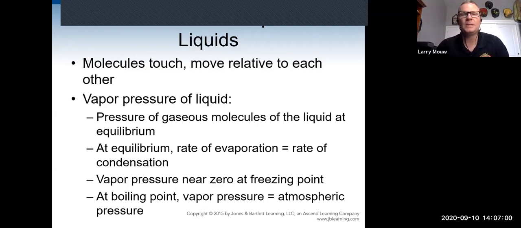At the equilibrium, we see that the rate of evaporation, which is that liquid turning into a gas, equals the rate of condensation, which is the gas turning back into a liquid. We find the vapor pressure near zero at the freezing point. At the boiling point, the vapor pressure equals the atmospheric pressure. So we know that for water, for instance, the freezing point in the Fahrenheit scale is 32 degrees. For the Celsius scale, it's 0 degrees. The boiling point for water in the Fahrenheit scale is 212 degrees Fahrenheit, and in centigrade, it's 100 degrees Celsius.